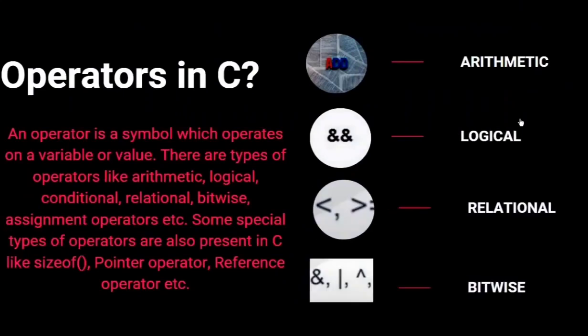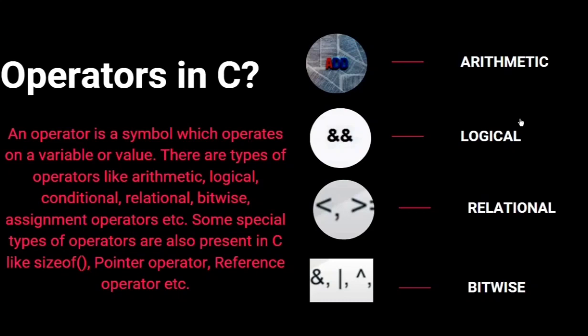Moving on. So what are the various operators available in C? Before that, what is an operator? An operator is a symbol which operates on a variable or a value. There are different types, like the arithmetic operators, which consist of addition, subtraction, multiplication, and modulo division. Then the logical operations, which consist of AND, OR, NOT, and XOR operations. Then the relational operations, where the comparison of two operands takes place, which can be less than, equal to, or greater than, and so on. Then the bitwise operations, where the logical operations are performed individually, bit by bit.